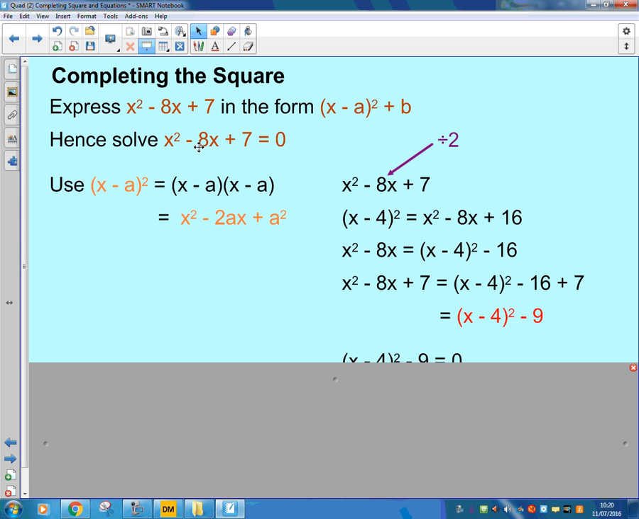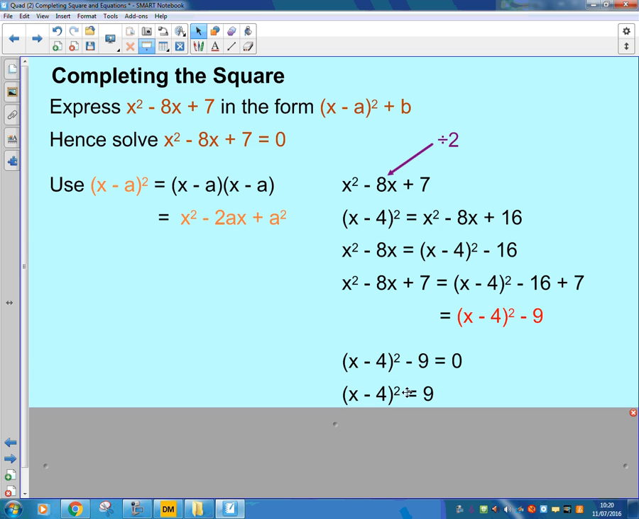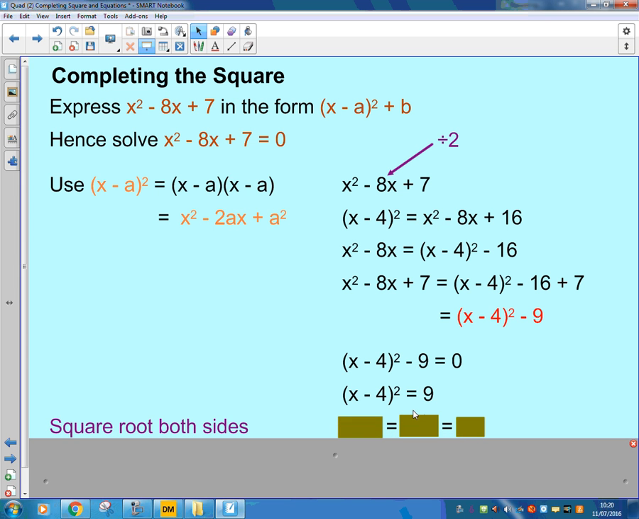So, if x squared minus 8x plus 7 is 0, x minus 4 all squared minus 9 must be 0. We need to solve this. Well, let's move the 9 to the other side. You get x minus 4 all squared is 9. Square root both sides. Be careful. Square rooting here, we get x minus 4. But when we square root 9, you've got two answers. You've got plus 3 or minus 3. You're square rooting the 9.